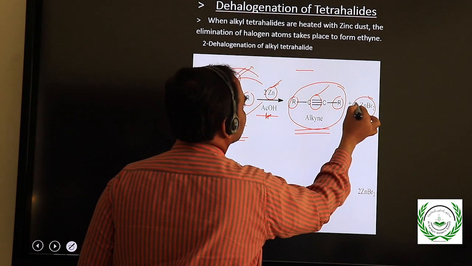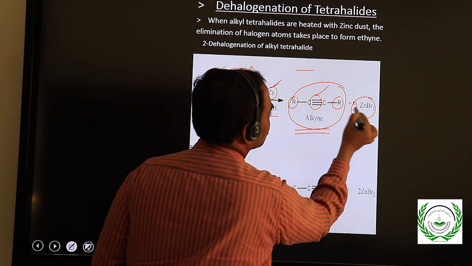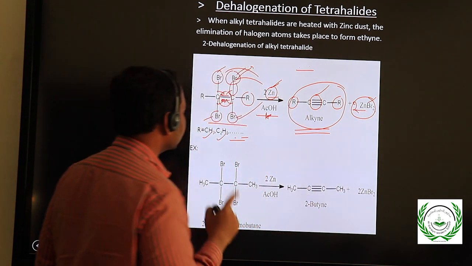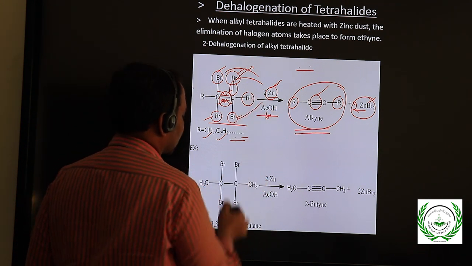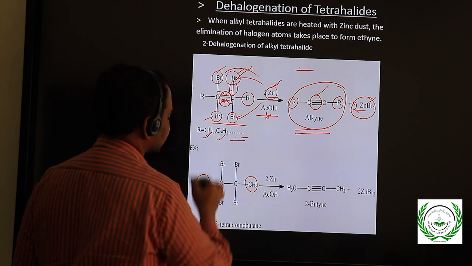It's not balanced. If you write 2 here, it gets balanced. 1, 2, 3, 4 bromines, 2 times 2, 4 bromines, 2 zinc, 2 zinc. Now let's see the other example here. In place of R, we are using CH3. Here it is given CH3.